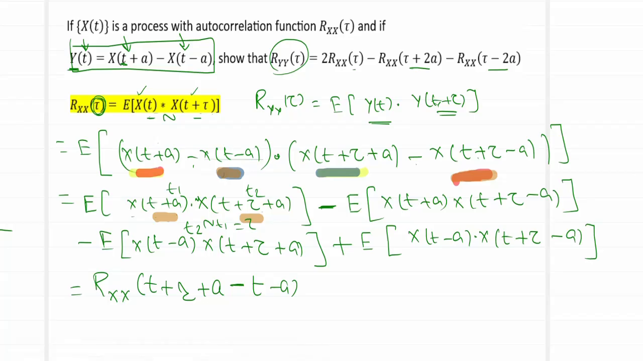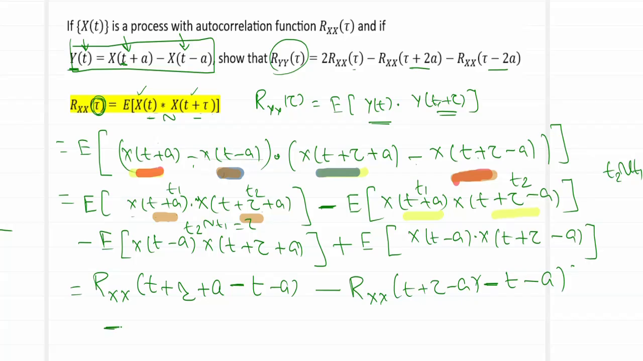So now in a similar fashion, I can compute the second term also. What is going to be the second term over here? T plus A, T plus tau minus A. How can I write this? I can write this as Rxx of T1, T2. Time difference will be T2 difference T1. So it is T plus tau minus A minus T minus A. Okay, so this completes the second term.